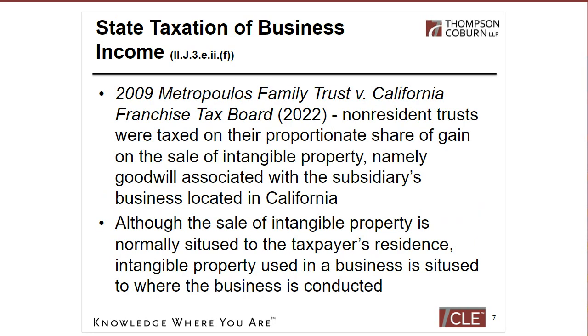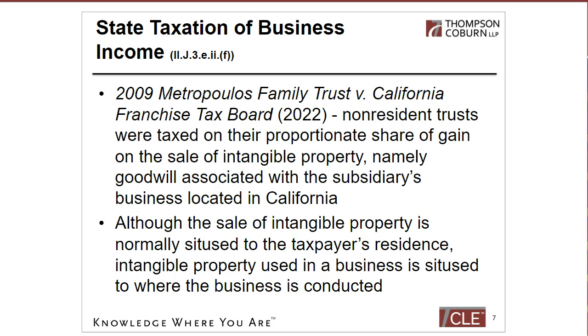So now we come to a 2022 case in California. And what happened was there's this pass-through entity that sold this business asset. When they sold a subsidiary's business located in California, California said, well, to the extent that the business assets are located in California, we're going to collect tax on that. And even though you're a non-resident trust, you got to pay the California tax, which is perfectly appropriate.